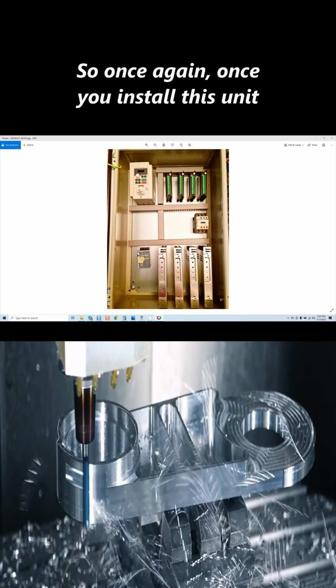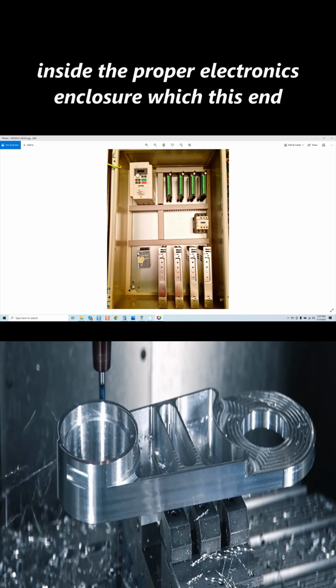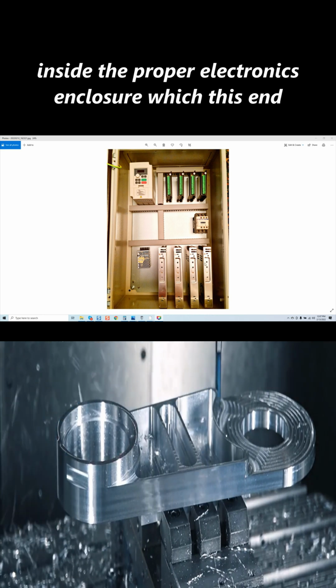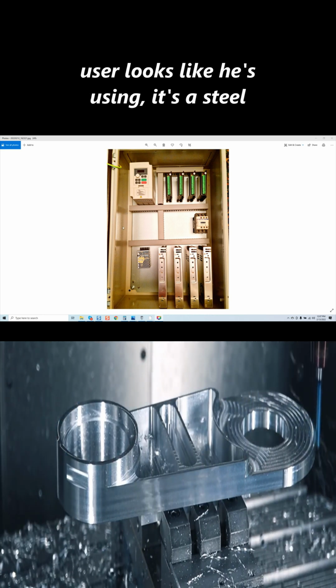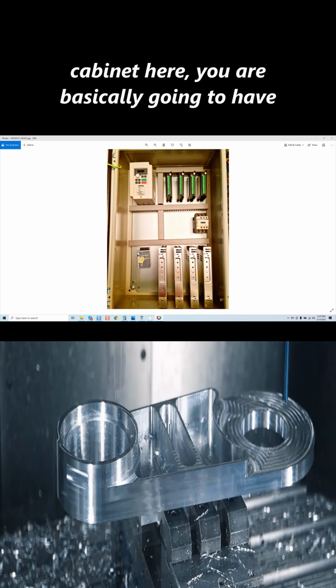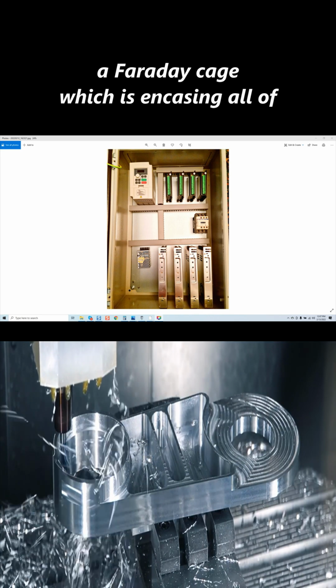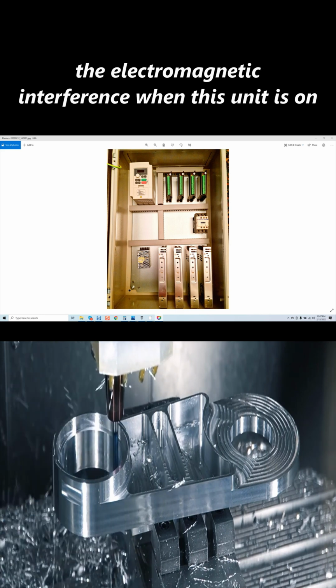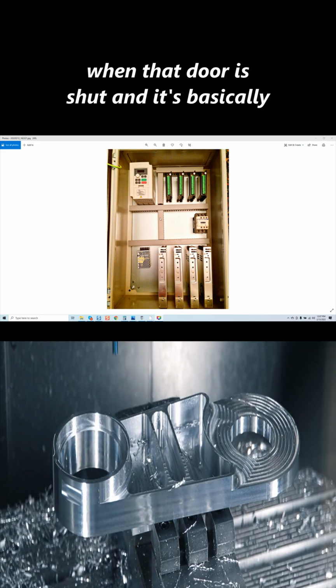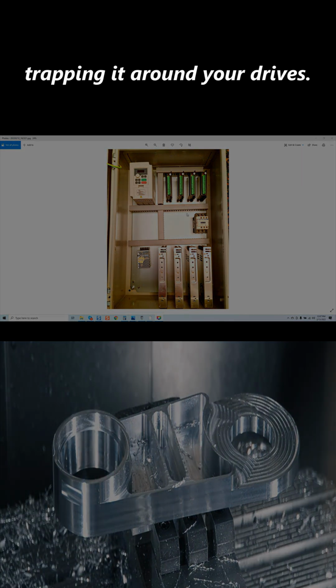So once again, once you install this unit inside the proper electronics enclosure, which this end user looks like he's using, it's a steel cabinet here, you are basically going to have a Faraday cage, which is encasing all of the electromagnetic interference when this unit is on, when that door is shut, and it's basically trapping it around your drive.